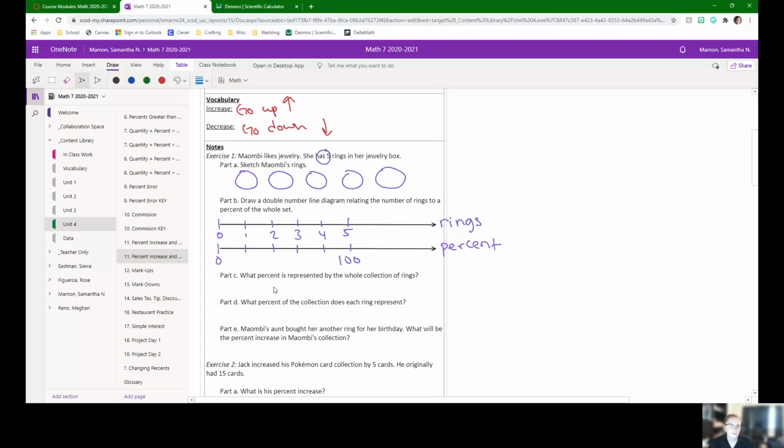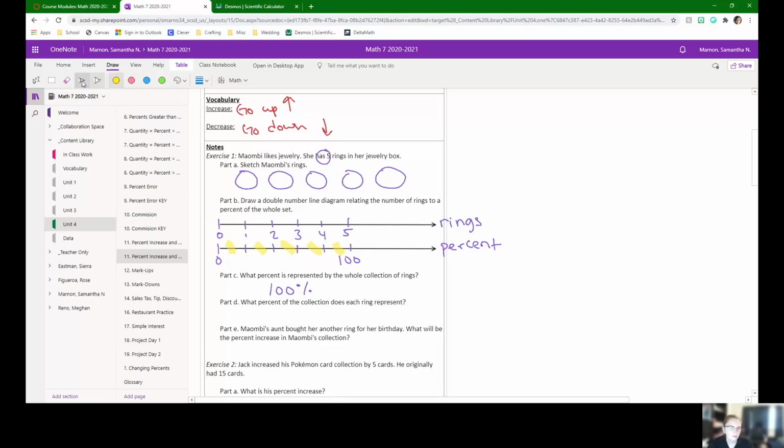Okay, so part C: what percent is represented by the whole collection of rings? The whole is always 100%. What percent of the collection does each ring represent? We have our 5 rings here as 100% on our double number line, and we need to figure out what percent is at each of these. It's kind of like a tape diagram where you need to split it up. We have 5 sections here, right? Let's use the highlighter to mark it. Here's section 1, 2, 3, 4, 5.